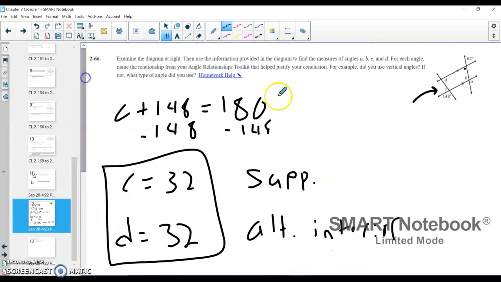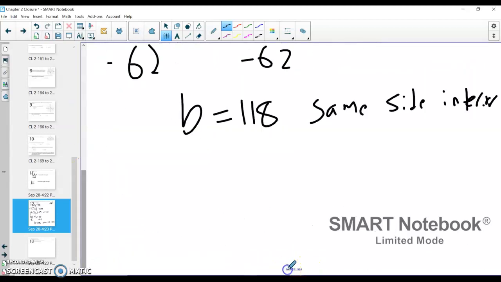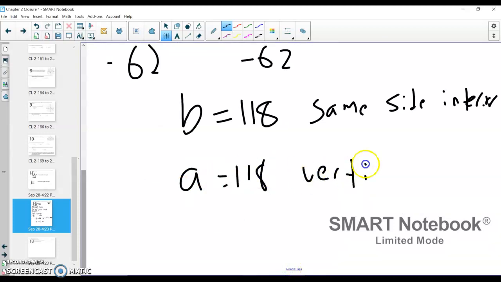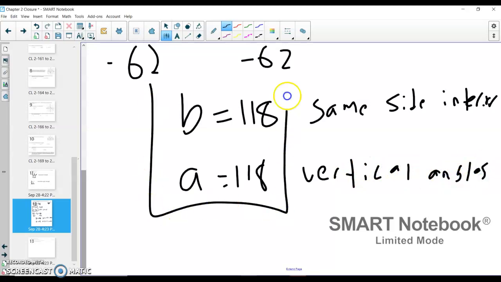180. Lastly, A is a vertical angle to B, so vertical angles are congruent. So if B is 118, A is also 118, and that is vertical angles. And there we have all of our answers to that one.